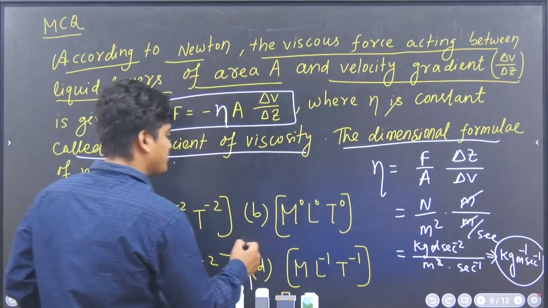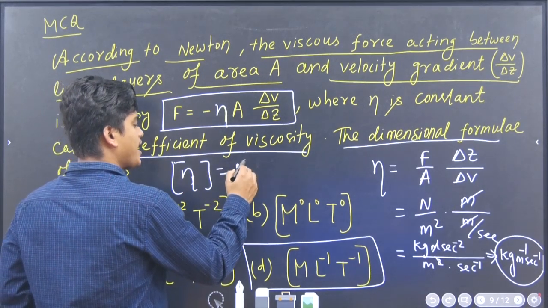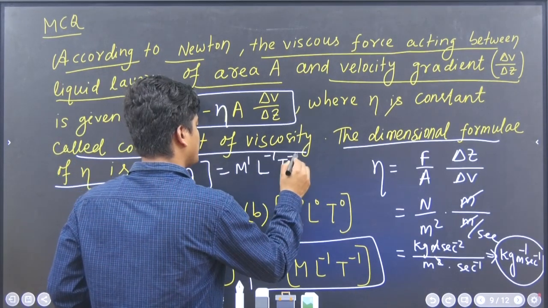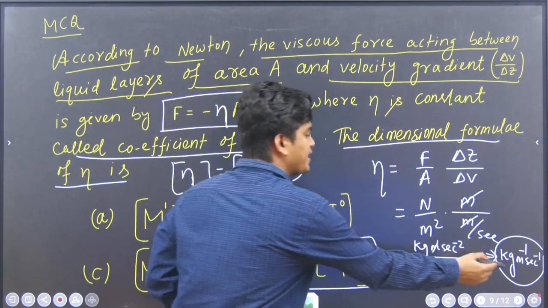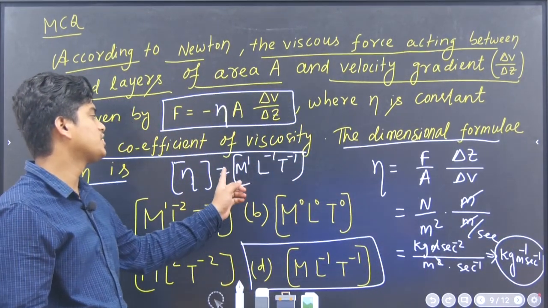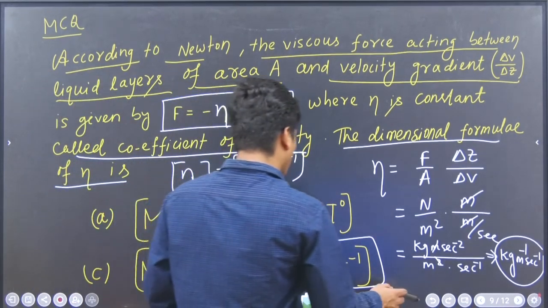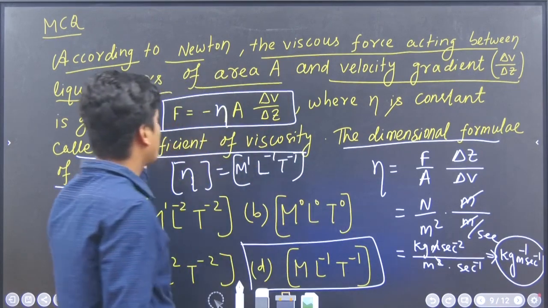That means if a dimensional formula I have to write for eta, then how much is it? M1 L minus 1 T minus 1. Okay, because it is coming kg to the power 1, meter to the power minus 1 and second to the power minus 1, that's why M to the power 1, L to the power minus 1, T to the power minus 1. I will go to the next question. Okay, I hope you understand.